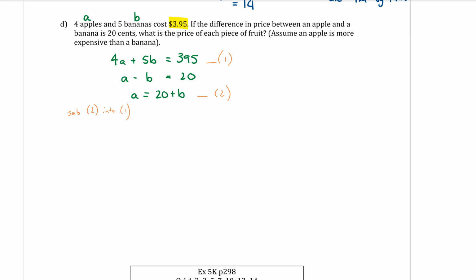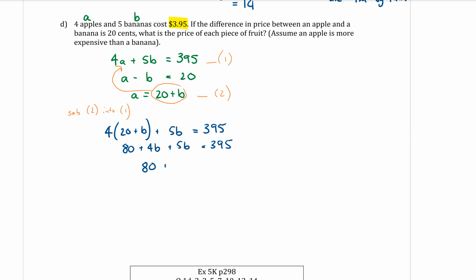That means that the 20 plus B is going to go in that equation where the A is. Let's write down what that gives us. 4 bracket 20 plus B. Okay, that's what's replacing the A. Plus 5B equals 395. Okay, expand out the brackets and solve for B. 4 times 20 is 80. 4 times B is 4B. Plus 5B equals 395. Collect up the B's. So 4B plus 5B makes 9B.